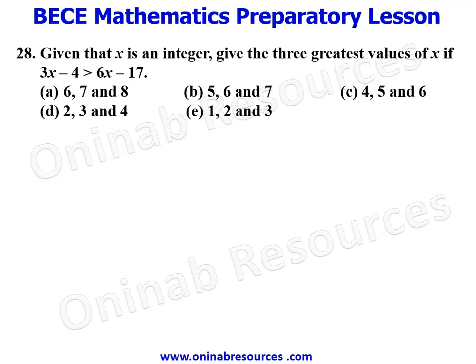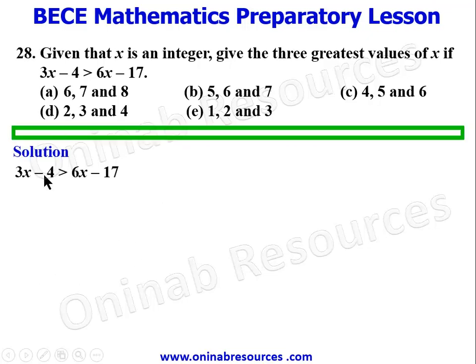Given that x is an integer, give the 3 greatest values of x if 3x minus 4 greater than 6x minus 17. So we find the solution to the problem. 3x minus 4 greater than 6x minus 17. Collecting the like terms, 3x minus 6x greater than negative 17 plus 4. This is negative here, coming here, it becomes positive. 3x minus 6x gives negative 3x greater than negative 13. Since we are going to be dividing both sides by negative, this sign will change. So we now have x less than 13 over 3. The negative will cancel out negative. So we have it as x less than 4 whole number 1 over 3.